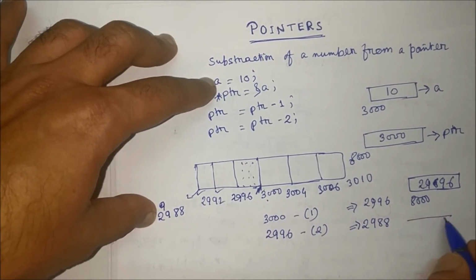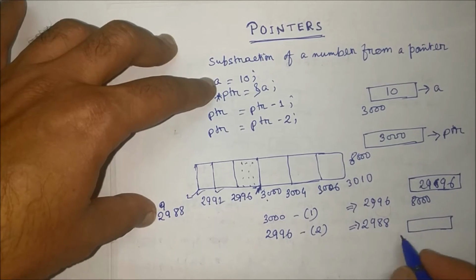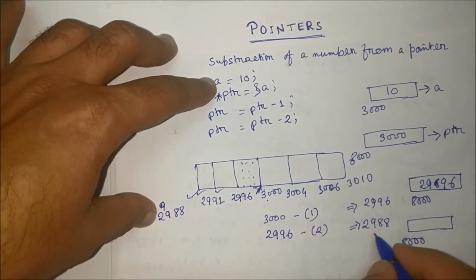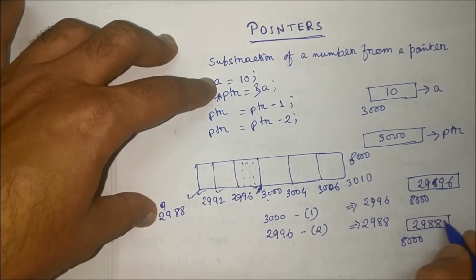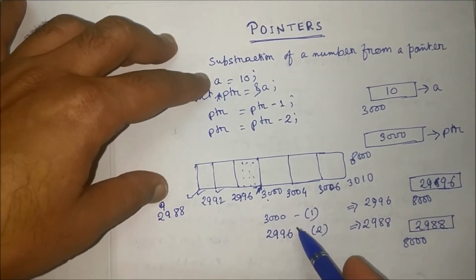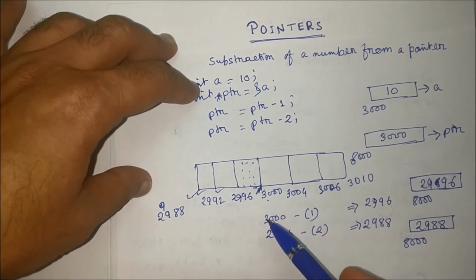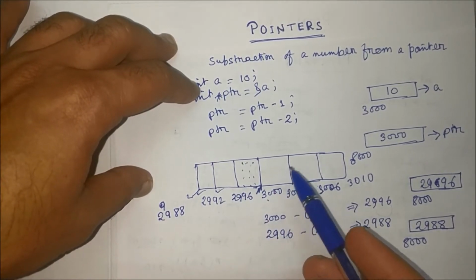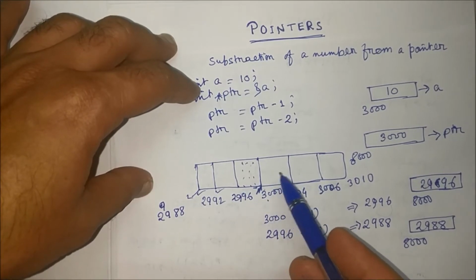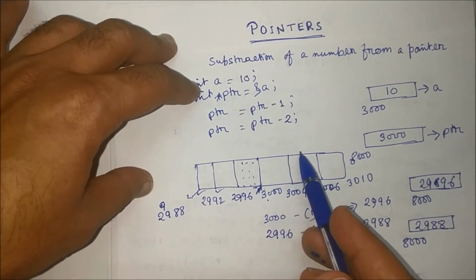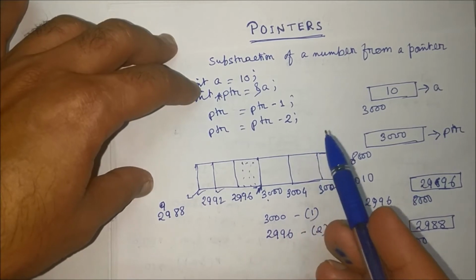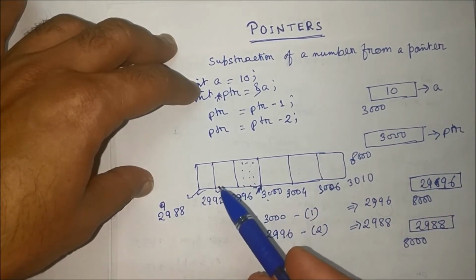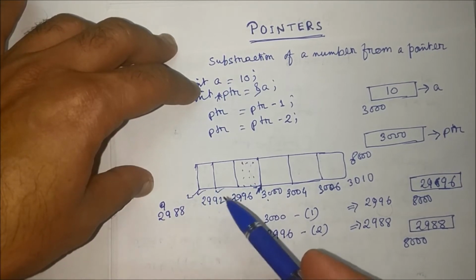Now if you store this, how will the pointer variable look in the memory? The pointer variable address will be 8000, and instead of 2996 it will now be pointing to 2988. So what we have seen here is that whenever we do an addition or subtraction operation on the pointer variable with a number, it is not simply subtracting the value from the memory address it is pointing to.